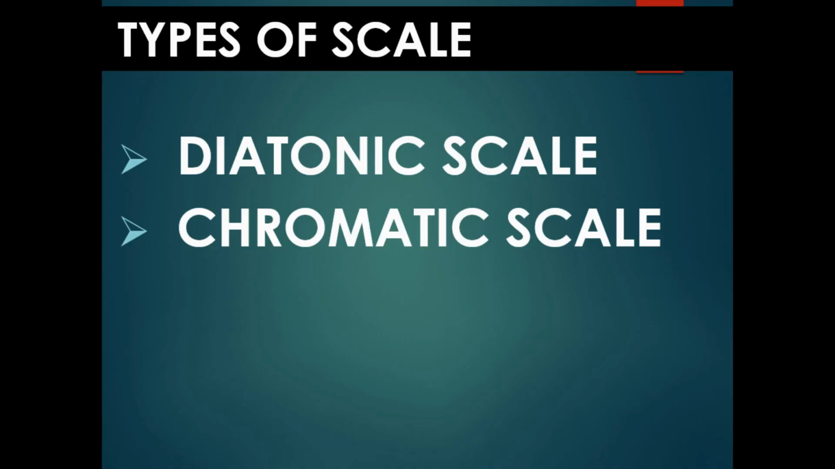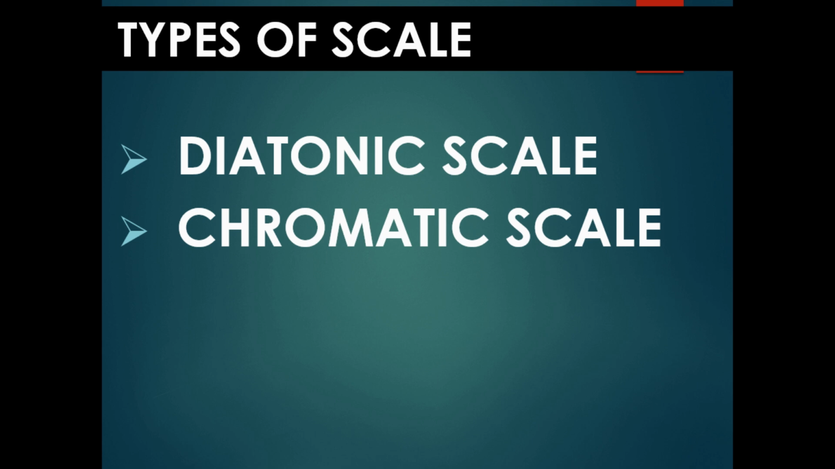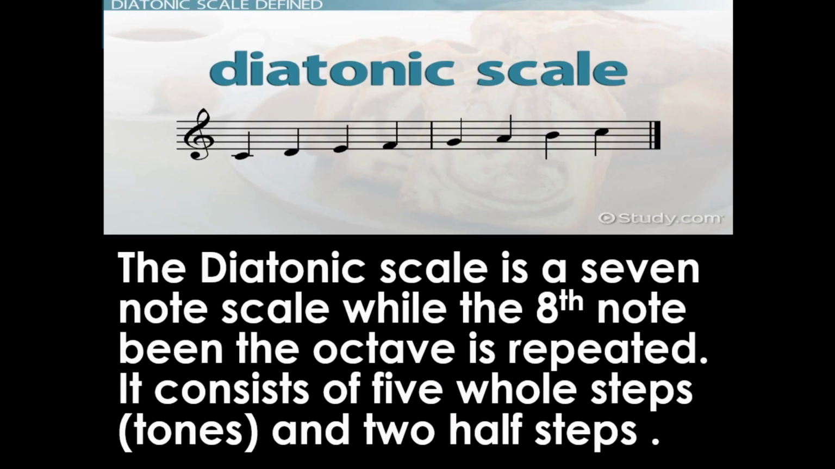Now, let's talk about the types of scales. There are 2 major types of scales. The first one at this level is the diatonic scale, and the second one is the chromatic scale. The diatonic scale is a 7-note scale, while the 8th note, being the octave, is repeated. In other words, it has 7 notes. The 8th one is a repetition of the first one.